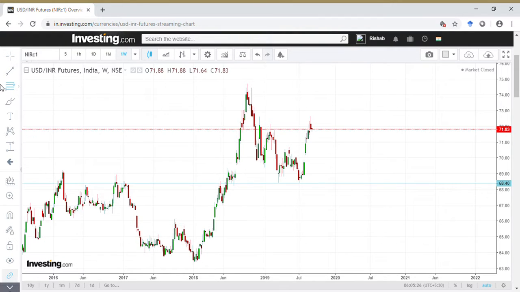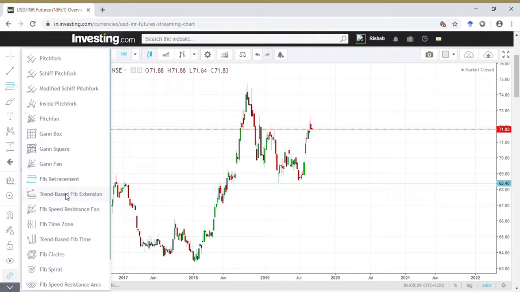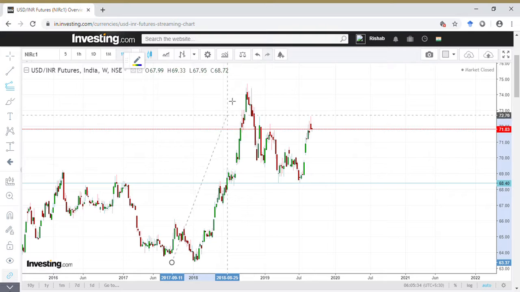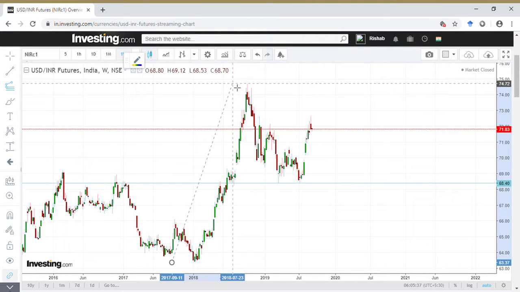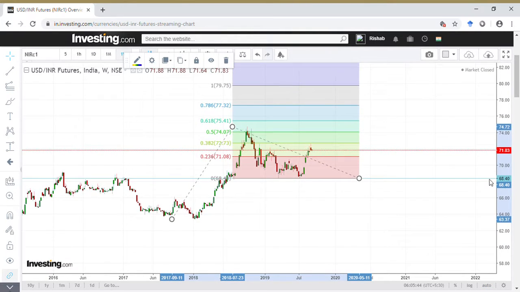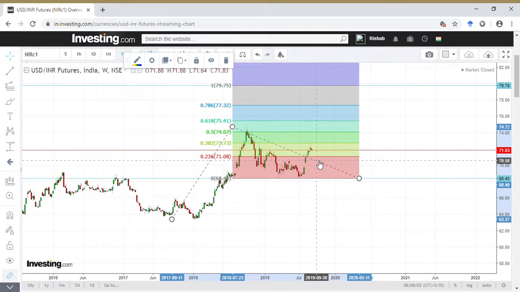Here we use a Fibonacci extension to find our targets. We take from the swing low to the swing high, and then the retracement. Every step of this gives the targets for the upcoming days. The first target is 75, the second target is 77, and the third target is 79. So USD INR will definitely go to levels up to 79.76.